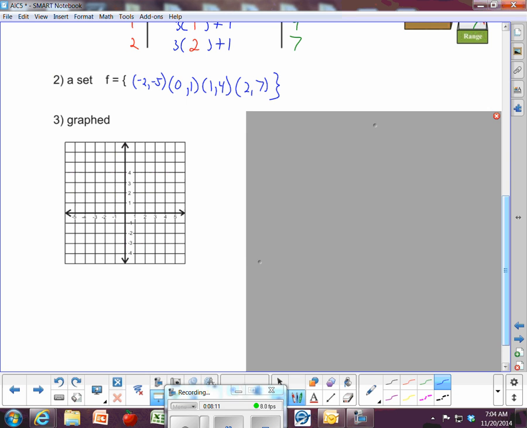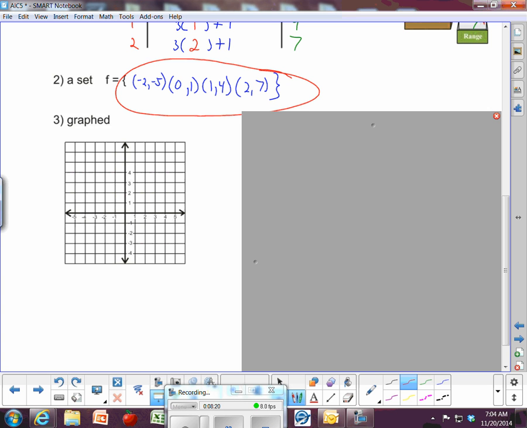All right. The third possibility is graphed form. So here's what I'm going to do. I could either look at my set form or my table form to know where to graph the points. I'm just going to look at set form. So I know I have the point -2, -5. So I say to myself, go left 2 and down 5. And there's that first point, right? Second point, 0, 1. Don't go left or right, but go up 1. All right, we're right there.